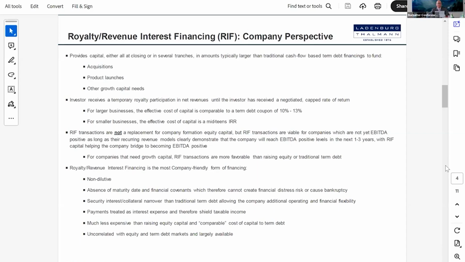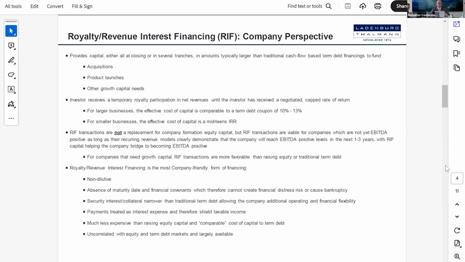Yeah. However, the investors do have a lot of protection. I'm going to talk a little from the investor perspective. The investors are actually, in some respects, better protected than a term debt lender in a bankruptcy, which I'll talk about on the next page, but not yet. But this form of financing cannot push a company into bankruptcy. So number one, it's non-dilutive. Number two, there's an absence of maturity date, and typically an absence of financial covenants.